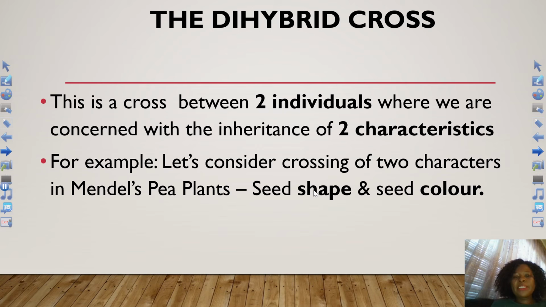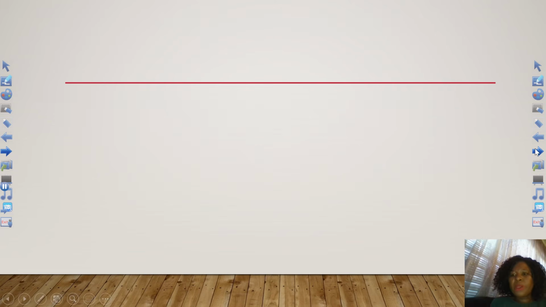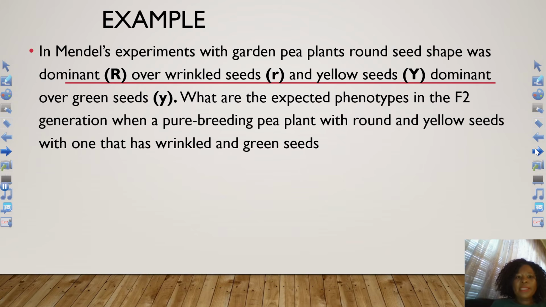So let us use the example of the pea plants that Mendel used in his experiments. If you remember, when he was doing the monohybrid crosses, he looked at 7 characteristics, and two of those characteristics were the shape of the seeds as well as the color of the seeds. So we're just going to use the example of seed shape and seed color as we looked at before in monohybrid crosses. Now we will be looking at the passing of these two characteristics at the same time.